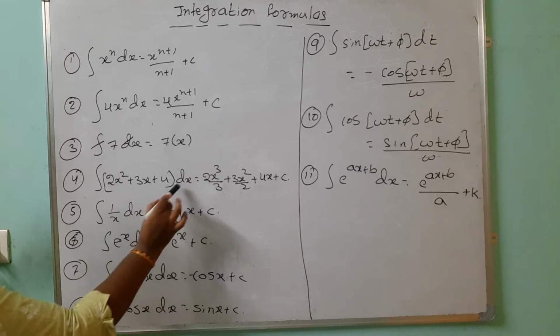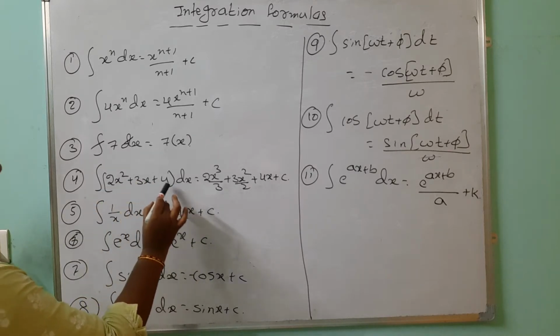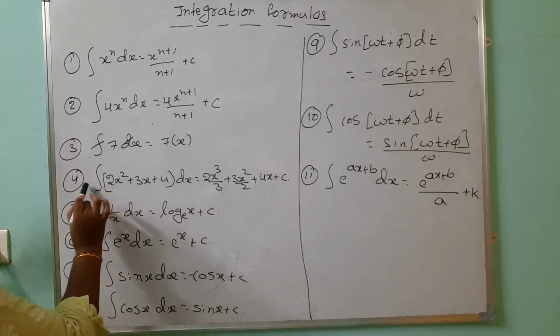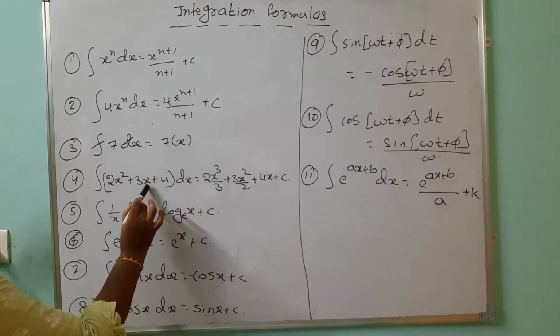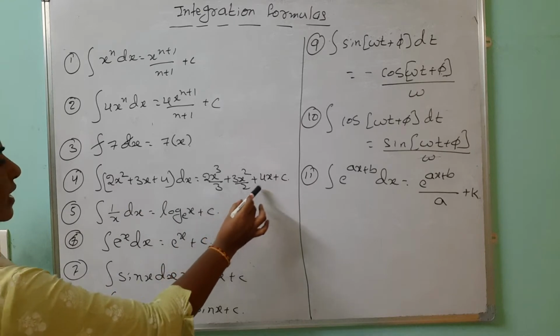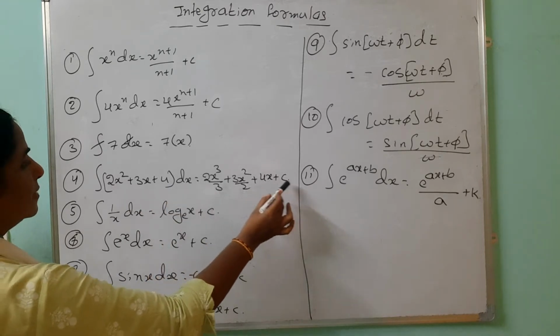Like that, suppose they have given a function 2x square plus 3x plus 4. You should split this one. 2 into x cube by 3. Here 3 into x to the power of n plus 1 by n plus 1 means x square by 2, plus 4 times of this one, 4x, plus constant.